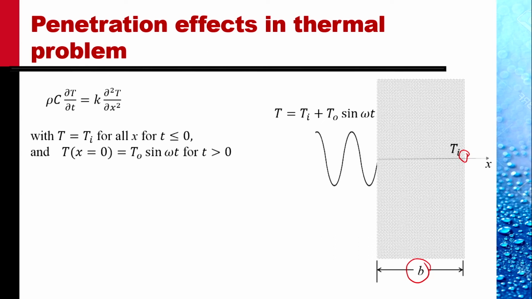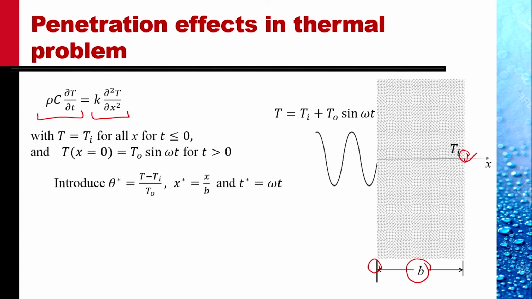The applicable equation: this is the rate of storage of energy within the slab, and this is the rate of conduction of energy. They're equal, to be solved with the boundary conditions T is equal to Ti for all x for time t less than or equal to 0, and T at x is equal to 0, that is this end, is T naught sine omega t for t greater than 0. And then the temperature of this end is always maintained at temperature Ti.